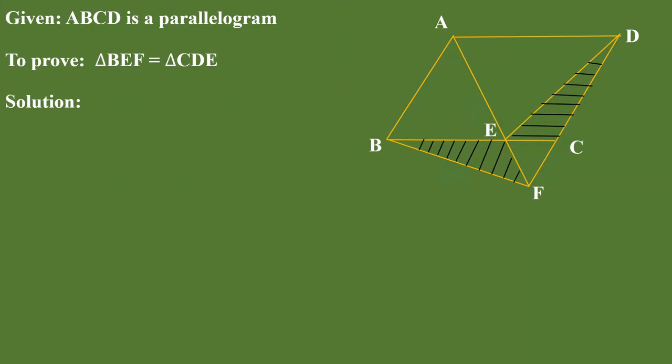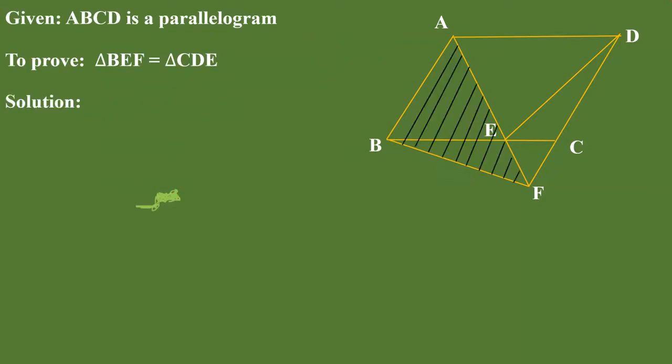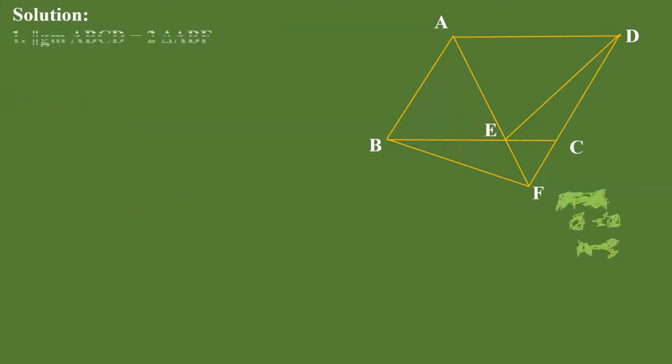Now first of all, before the solution, let's look at the figure once again. Can you see this triangle here, the shaded part? Now we can see that this triangle is standing on the base AB, and on the same base AB, we can also see the parallelogram ABCD, right? So in this situation, we can say parallelogram ABCD equals twice triangle ABF. Can we say this? Yes, of course. What's the reason? The parallelogram and the triangle are standing on the same base AB and in between parallels AB and DF, right?